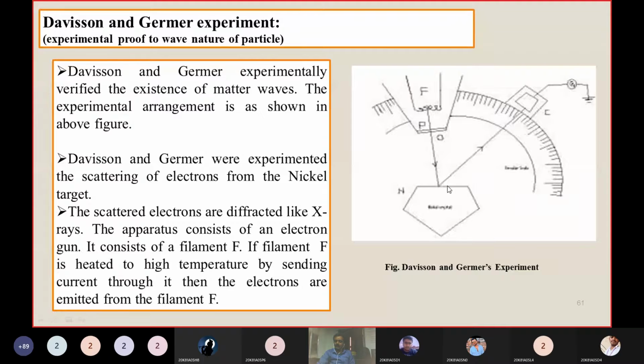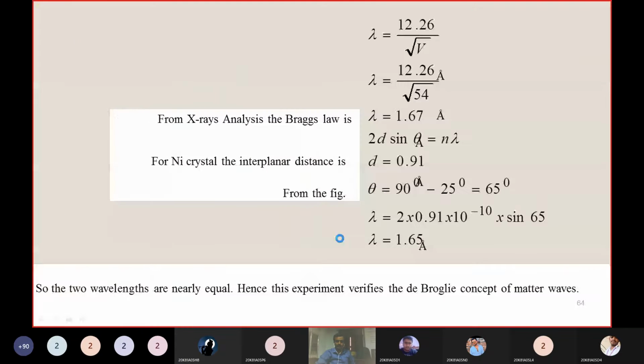In each position we can measure how much current is passing. We take theta on the x-axis and current on the y-axis. At theta equal to, suppose, 20 degrees, what is the current passing? At theta equal to 30 degrees, what is the current? 40, 50, like that. Up to 90 degrees we can take the values. The Faraday cylinder is movable, so taking theta on the x-axis and current on the y-axis, we can get different curves.